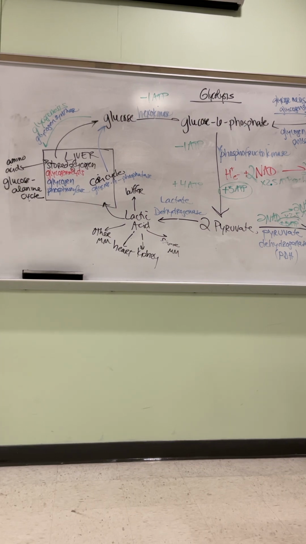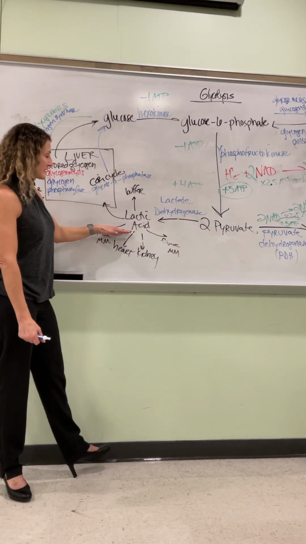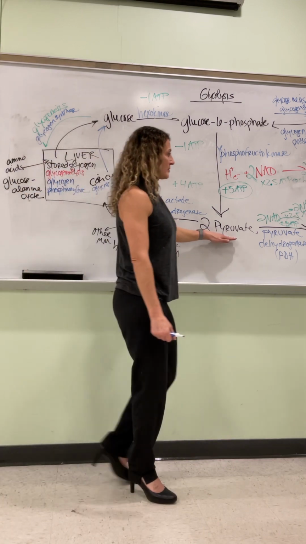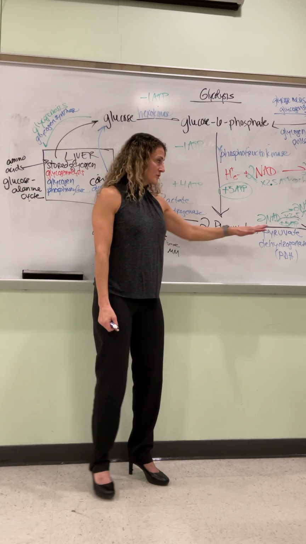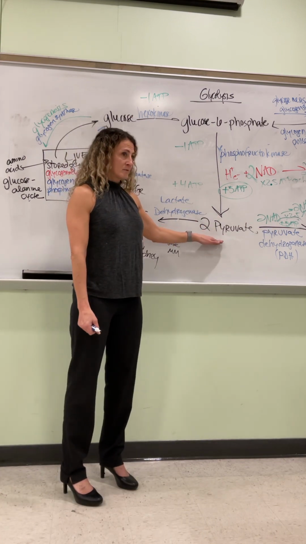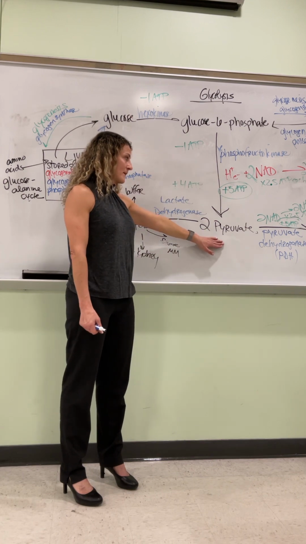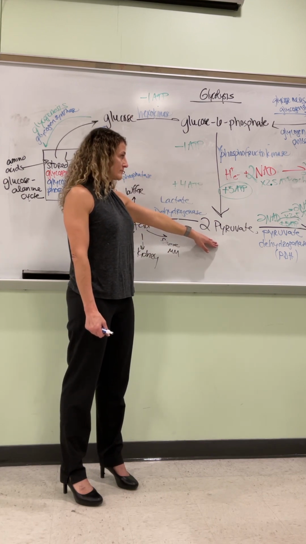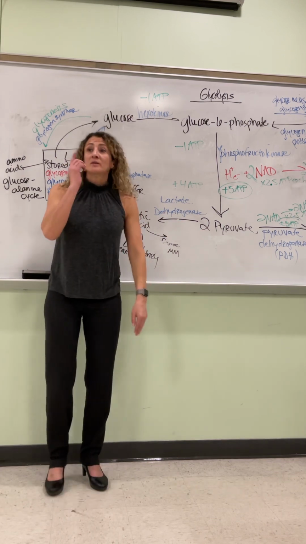Okay, I want to talk about this theoretically a little bit more before we take a break. So, pyruvate can either become lactic acid or it can become acetyl-CoA. What do you think determines which direction it goes? Phosphofructokinase. Phosphofructokinase is up here. Oxygen. The amount of ATP, the amount of AMP.